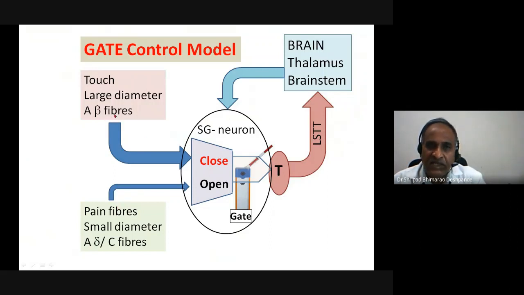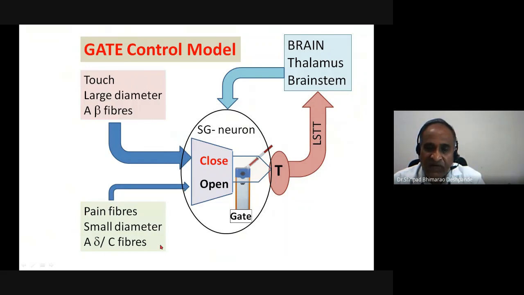These large diameter fibers are A beta fibers. They carry touch, and when they come here, they will come to this gate. This is the gate, and for this gate there is an SG neuron, or a gate person. When they come here, they will activate this SG neuron, and the SG neuron will close the gate. And if he closes the gate, it will not send the impulses through the target or projecting neuron to the thalamus and the brain. So they will be closed, so no impulses will reach.